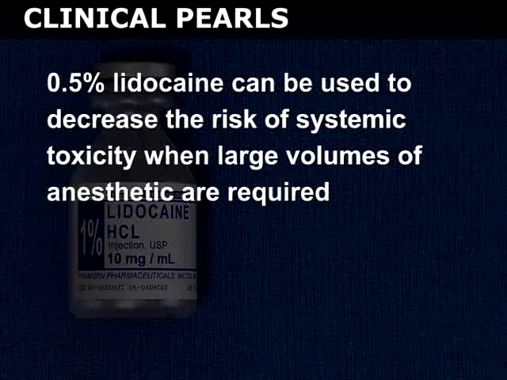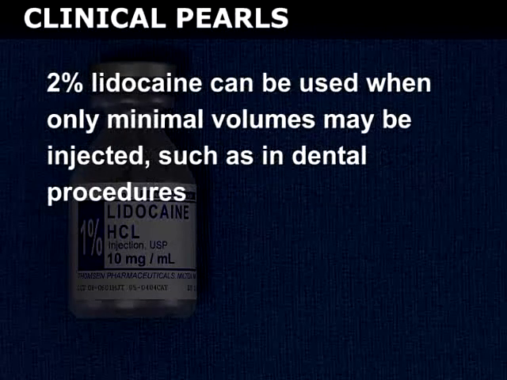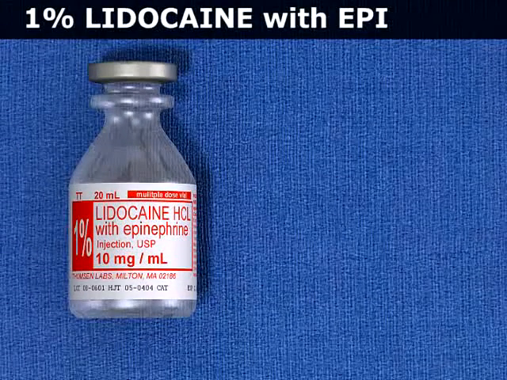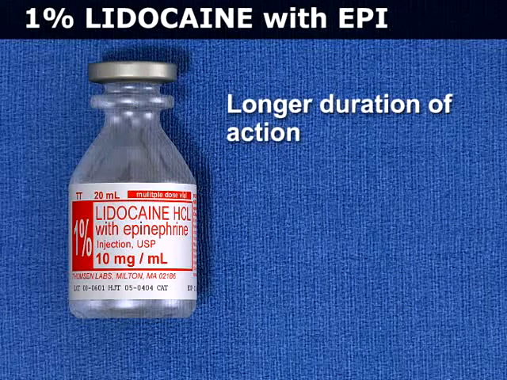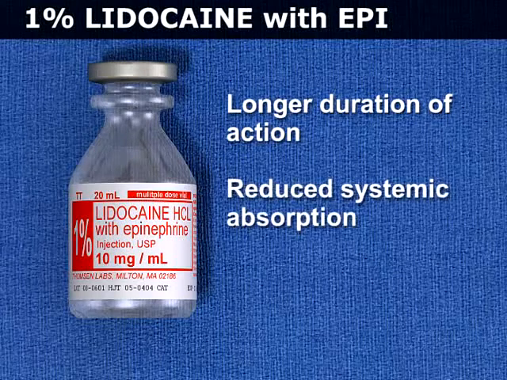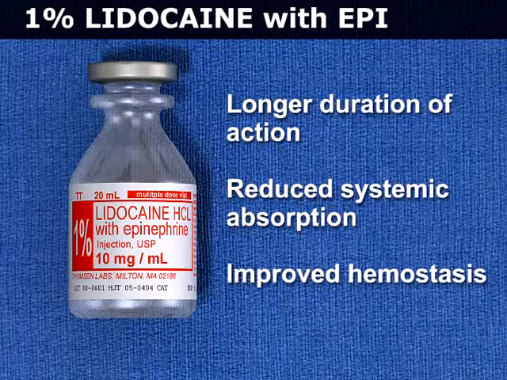0.5% lidocaine can be used to decrease the risk of systemic toxicity when large volumes of anesthetic are required. Conversely, 2% lidocaine can be used when only minimal volumes may be injected, such as in dental procedures. Alternatively, 1% lidocaine with epinephrine may be used in select clinical scenarios. The vasoconstricting action of epinephrine provides a longer duration of action, reduced systemic absorption, and improved hemostasis.